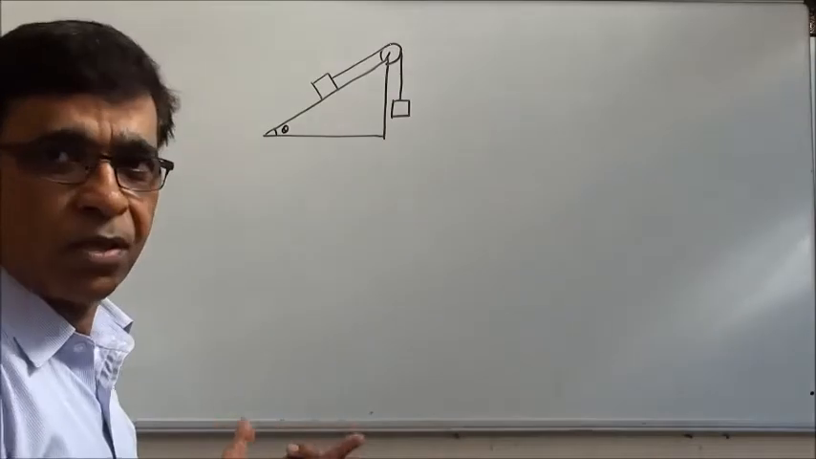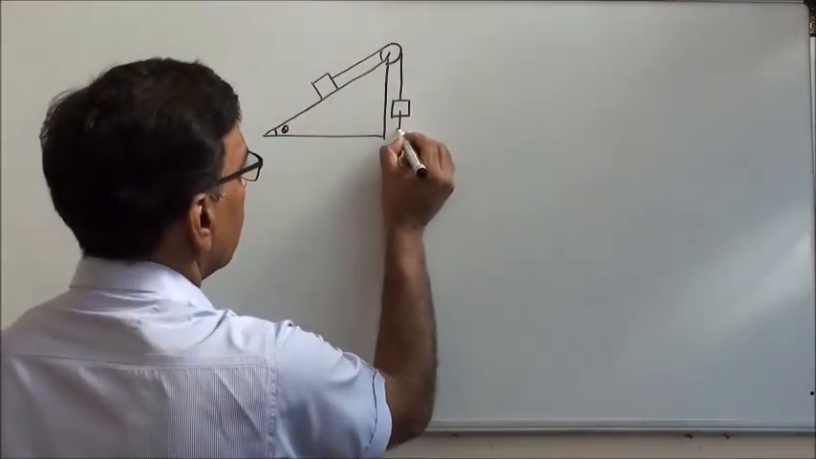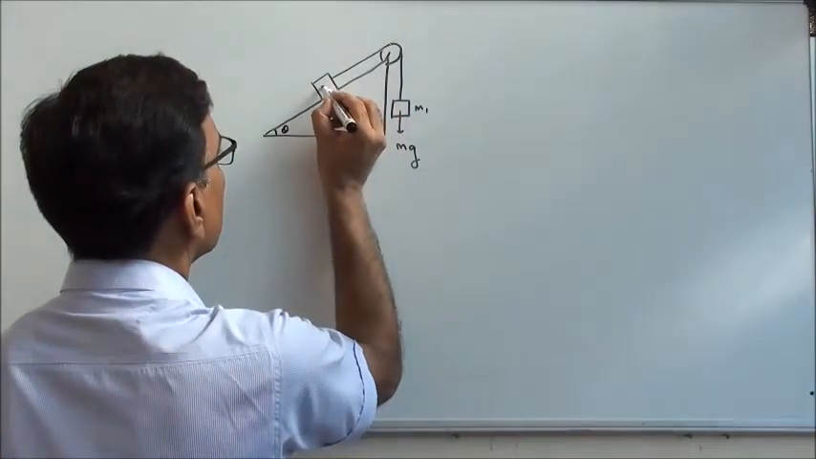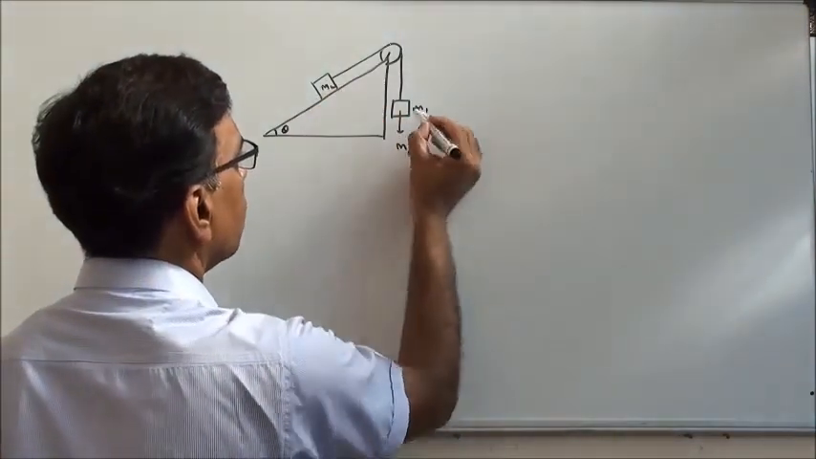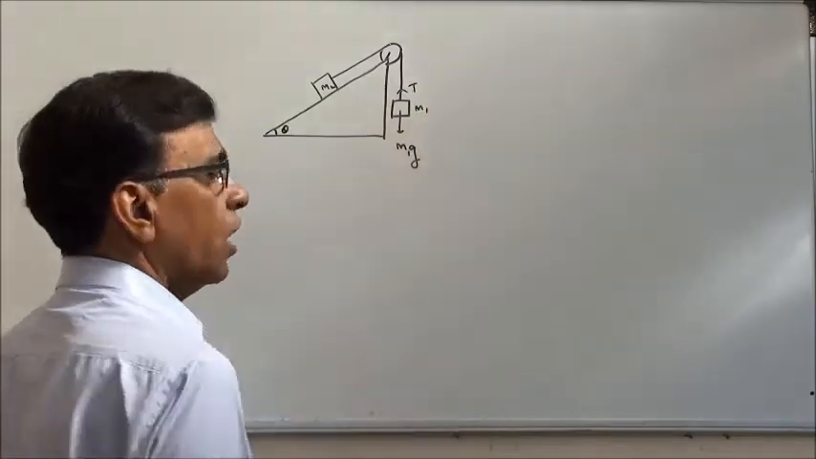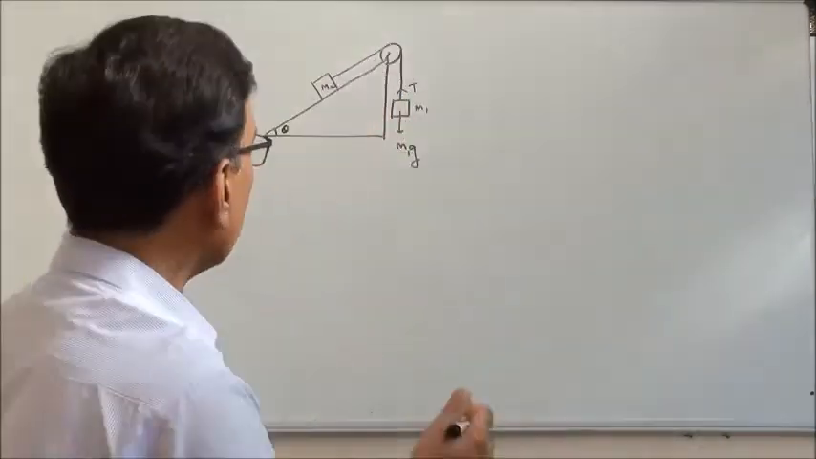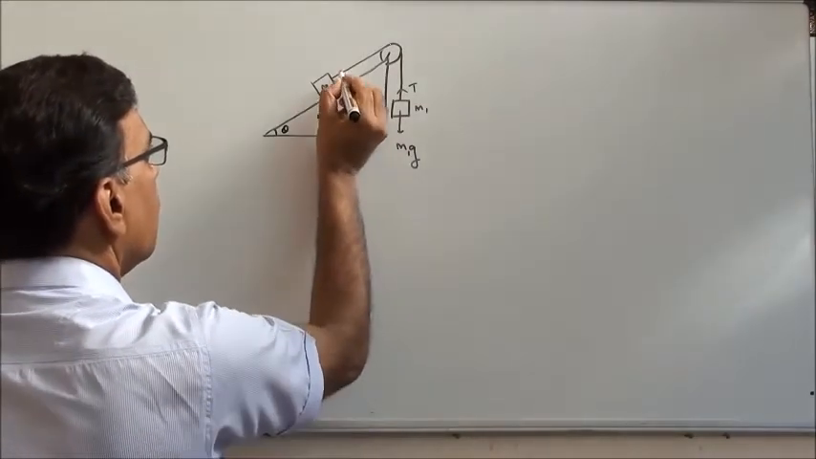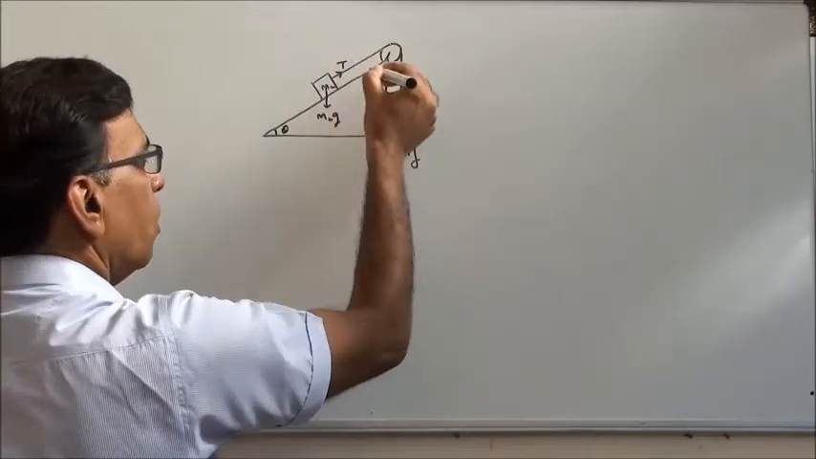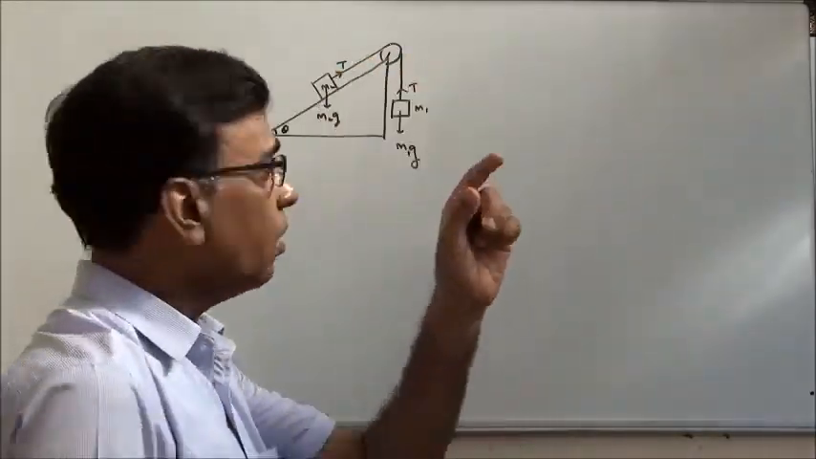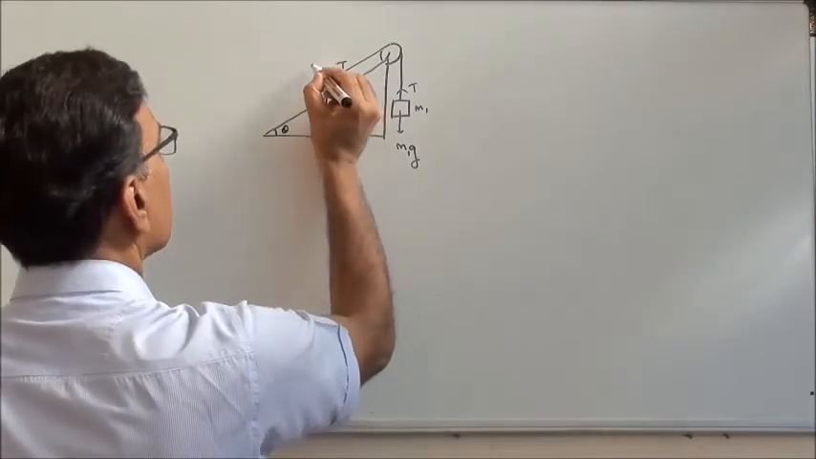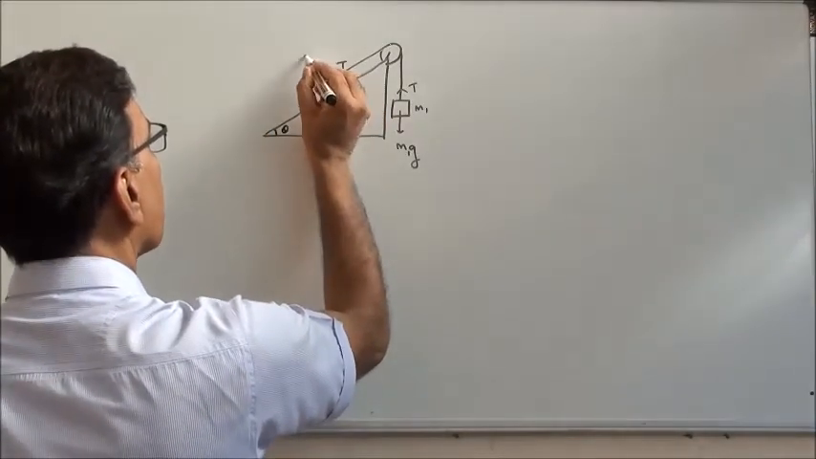Say this. One force is mg. Let me take this as m1 and this as m2. So it is m1g. Tension always acts towards the point of suspension or towards the pulley. For this, m2g, and the tension will be the same. If the string is the same and the pulley is frictionless, the tension remains the same throughout. Then this one will be the normal reaction.